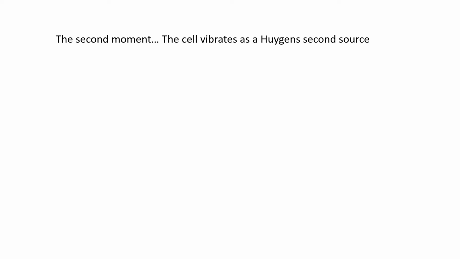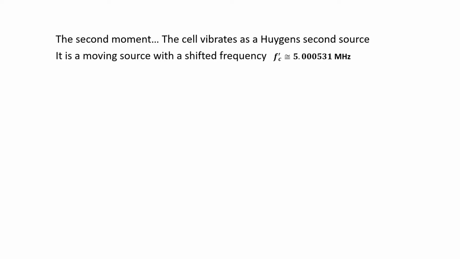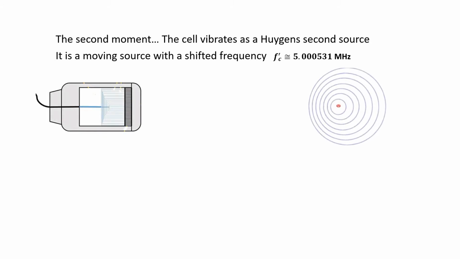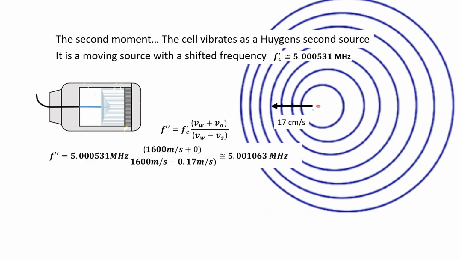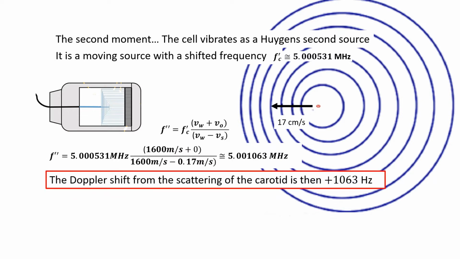The second moment, the cell vibrates as a Huygens second source. It is a moving source with a shifted frequency. Here's the Doppler equation again. Now we replace the symbols with their values and we calculate. The Doppler shift from the scattering of the carotid is then plus 1063 Hz.